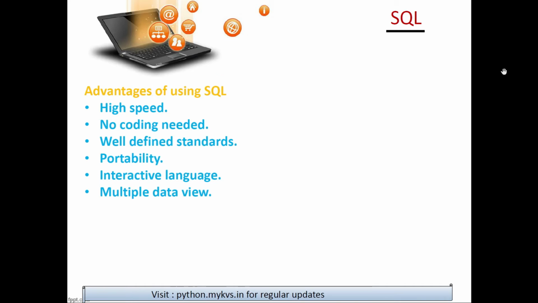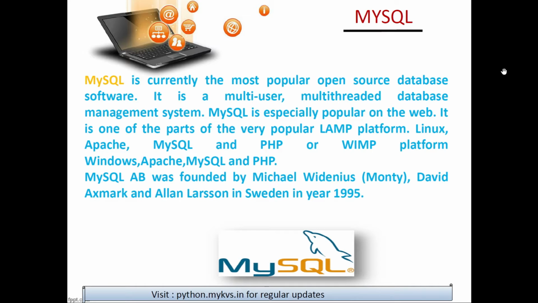All right, now let us see that MySQL is currently the most popular open source database. Open source means it is redistributable, meaning no money or permission is required for it. It is a multi-user, multi-threaded database management system. Multi-threaded means that at a time it can do other work also; it can fulfill different tasks.